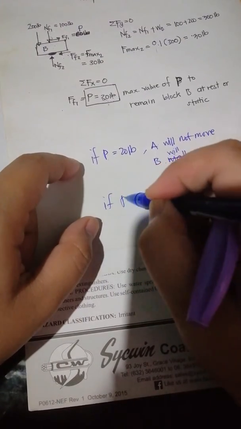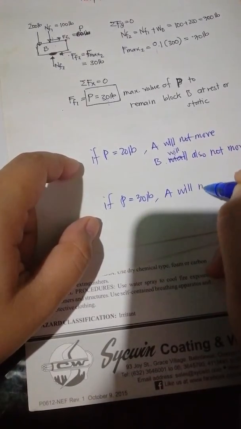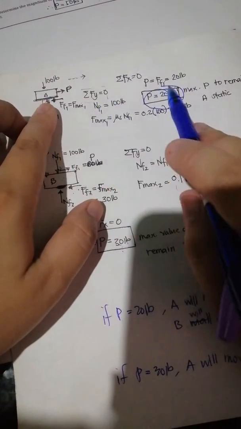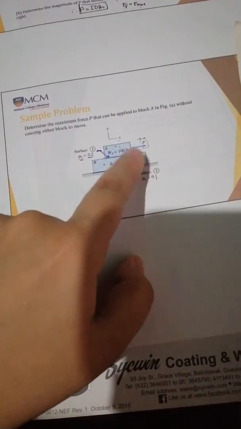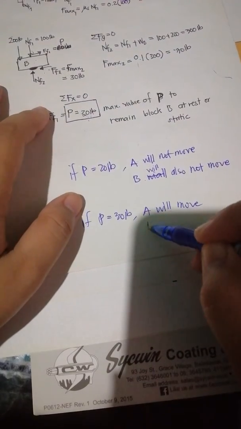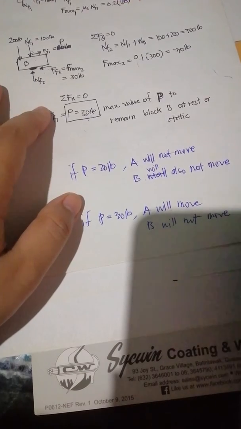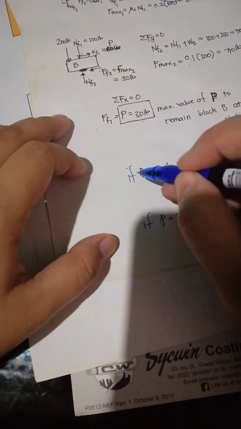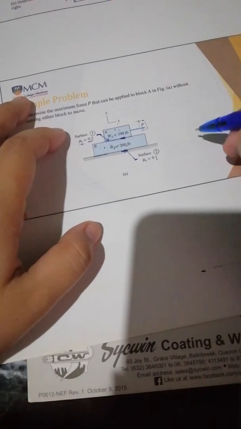Kasi, if P is 30 pounds, A will definitely move. Bakit? Kasi yung maximum P lang para hindi siya mag-move is only 20 pounds. So, if you apply 30 pounds na force P in this system, then A will move even if B will not move. But the question asks us which maximum force P wherein both of them will not move. Syempre, the answer will be only 20 pounds.